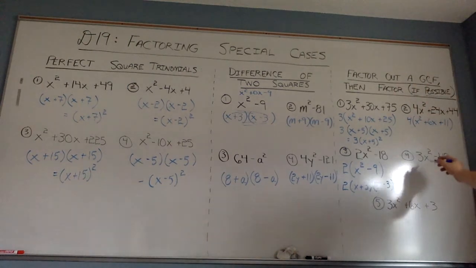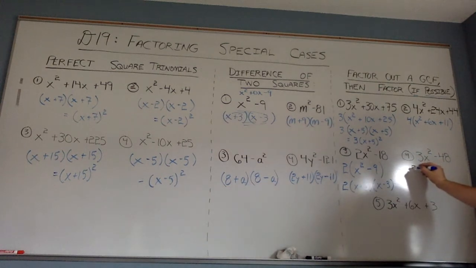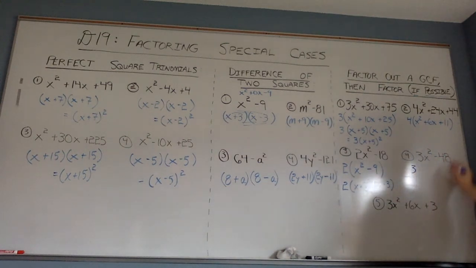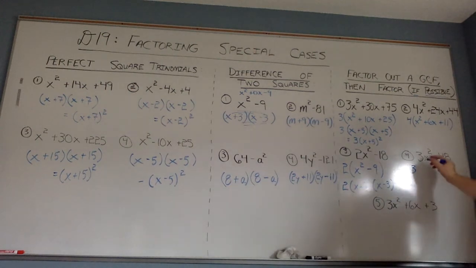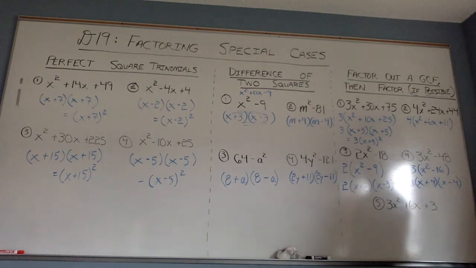One more of the difference of two squares here for your health. We need nobody getting sick. If I take out a greatest common factor of 3 and 48, that would be 3. I'll be left with a 1x squared, and 48 divided by 3 is a sweet 16. And then finally, x squared minus 16 is x and 4, one plus, the other minus. There we go. The grand finale.